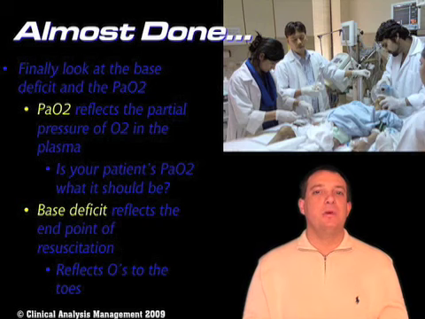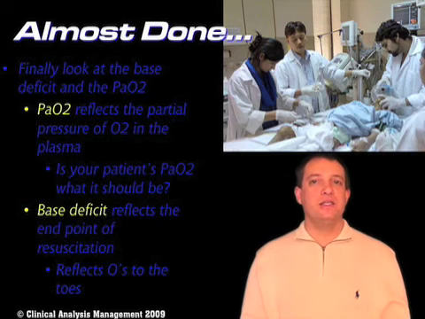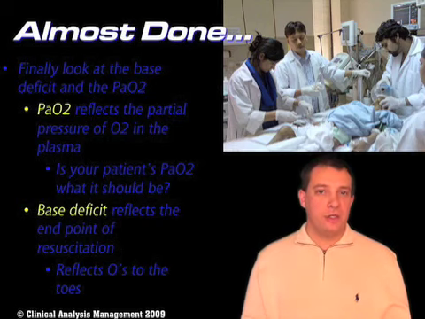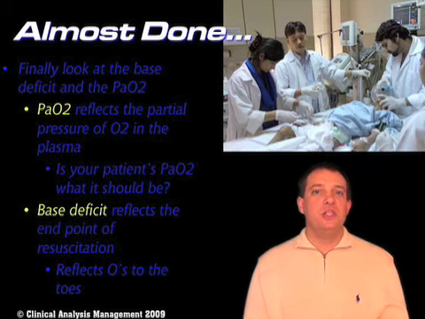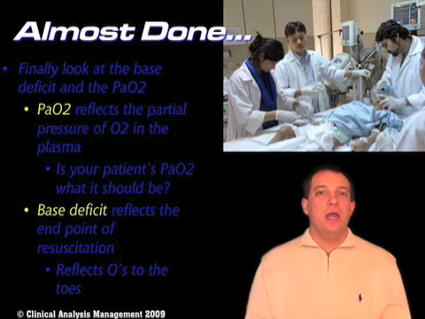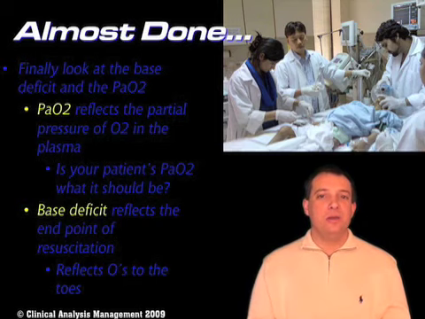And here's a good example. Let's say that you have a patient that's coming into the ICU that you're going to take care of, and this patient is on 40%. And on 40% oxygen, you draw a blood gas on this patient, and their PaO2 is only 50.